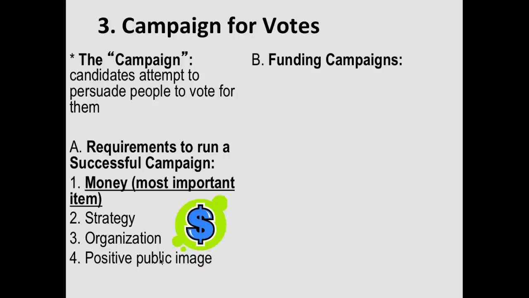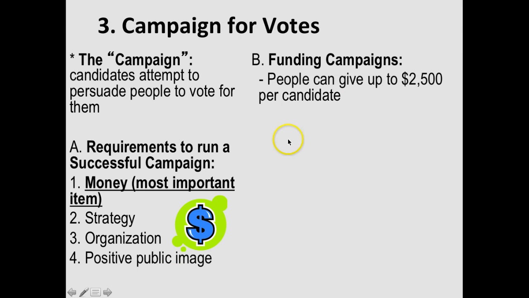Now let's talk just a little bit about money. What you have to know about money is that a private person can give up to $2,500 to a candidate. Now this number, 2,500, does change every couple years. It is set to inflation, so it'll probably go up when you see this video again, up to 2,800, and eventually it'll keep rising in small amounts.